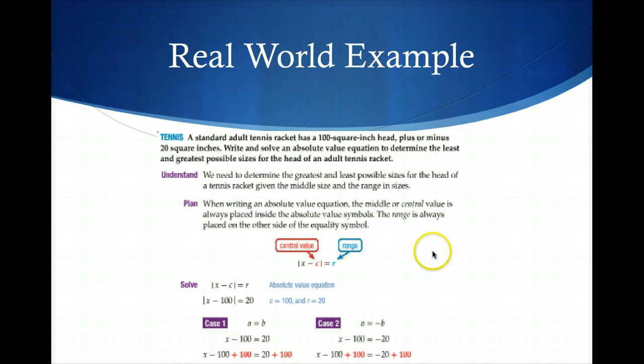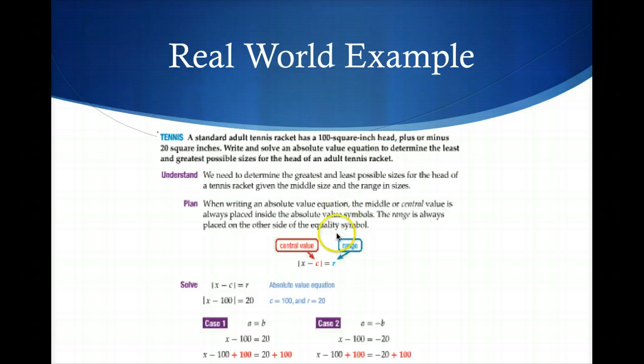Now for a real-world example. This is also in your textbook. A standard adult tennis racket has a 100 square inch head plus or minus 20 square inches. Write and solve an absolute value equation to determine the least and greatest possible sizes for the head of an adult tennis racket. First of all, we need to understand what the problem is asking us to do. We need to determine the greatest and the least possible sizes for the head of the tennis racket, given the middle size and the range in sizes.